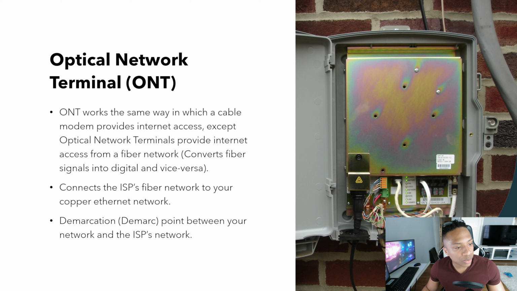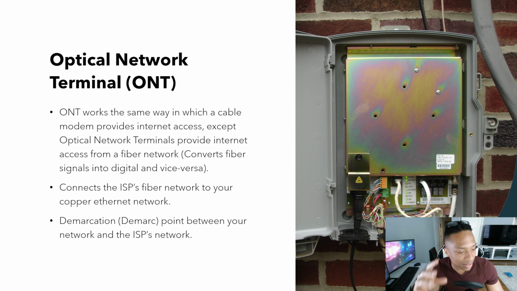All right, let's talk about optical network terminals. So this is used for fiber. Optical network terminals work the same way in which a cable modem provides internet access. The only difference is that these terminals provide internet access from a fiber network. So what it does is it converts fiber signals into digital and then vice versa. So your computer produces digital, it comes here, it converts it into fiber, which is light, which is super cool, but we'll learn about fiber. And then from the ISP, it'll be fiber in here, converts it to digital, goes to your computer.